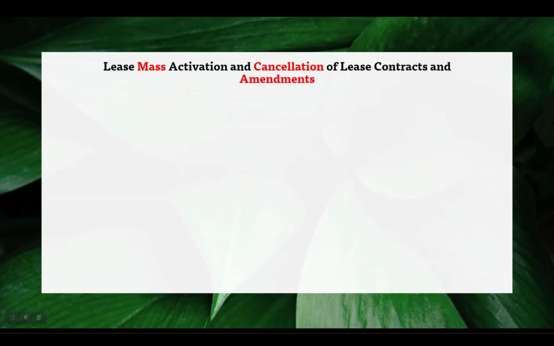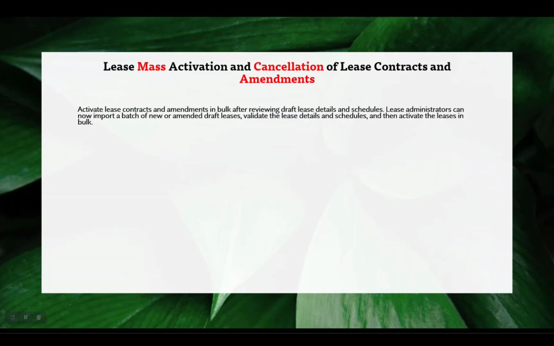The second feature, still in the finance module, is that in bulk you can mass activate, cancel, and amend lease contracts. Activate lease contract amendments in bulk after reviewing the draft details and schedules. Lease administrators can now import a batch of new or amendment draft leases, validate lease details, and then activate leases in bulk. So this is the new feature.